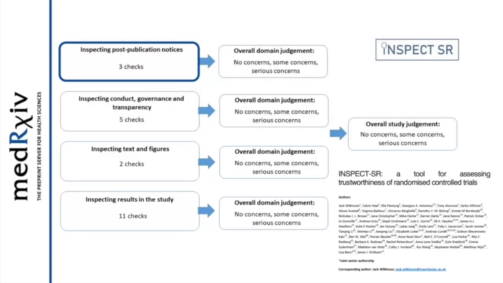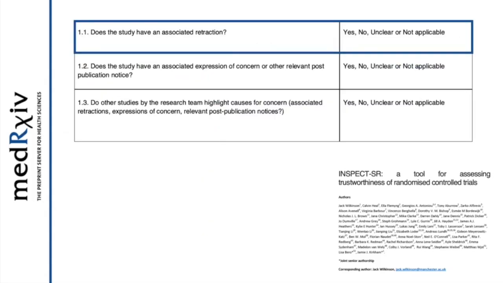So the first category of check is inspecting post-publication notices. And for that, we have 3 different checks. Those 3 checks are the following. Does the study have an associated retraction? Does the study have an associated expression of concern or other relevant post-publication notices? Or do other studies by the same research team highlight cause for concern? And for each of these steps, you have to make your own judgment whether it's a yes, no, unclear, or not applicable. And based on those checks, you will make your own judgment on the overall category.